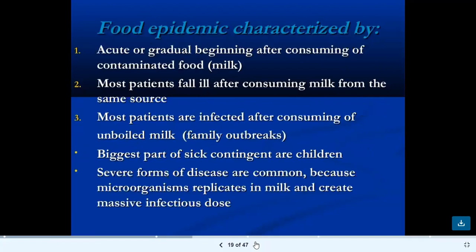A food epidemic is characterized by an acute or gradual beginning after consuming contaminated food. Most patients fall ill after consuming milk from the same source. Now most patients are infected after consuming unboiled milk. The biggest part of the sick contingent are children. Severe forms of disease are common because microorganisms replicate in milk and create a massive infectious dose.